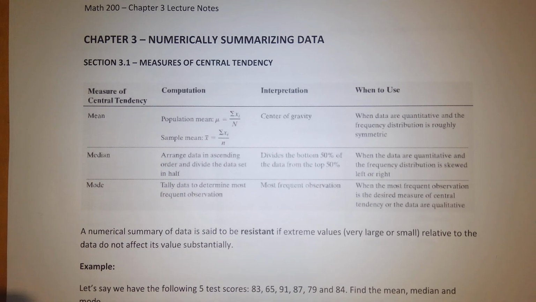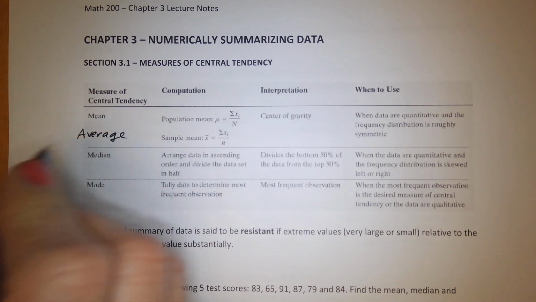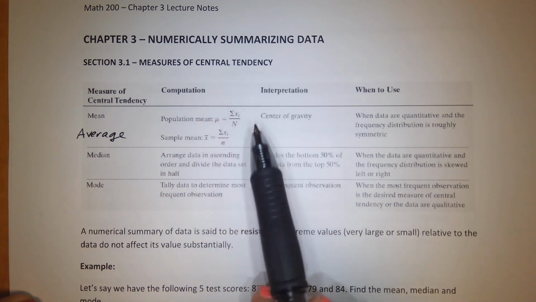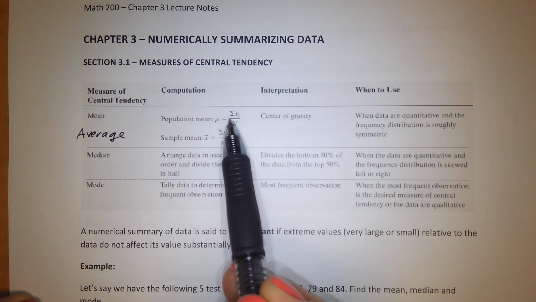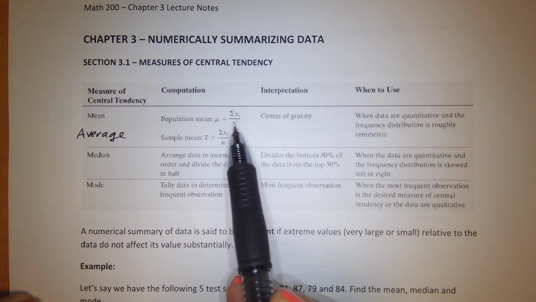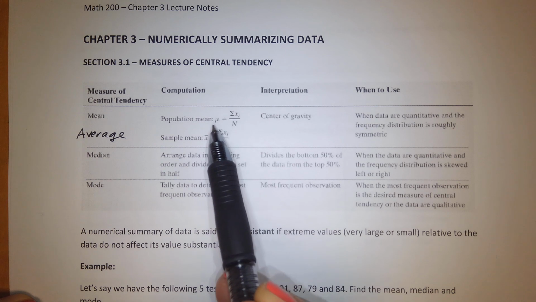The mean, a lot of people know it by the word average. Mean is also called the average. We know how to find the average of a set of data. We add them all up, or we take the sum of all of the individual data values, and then we divide it by how many were in the data set. Notice at this time we're going to be starting to use different notation for some of these items.